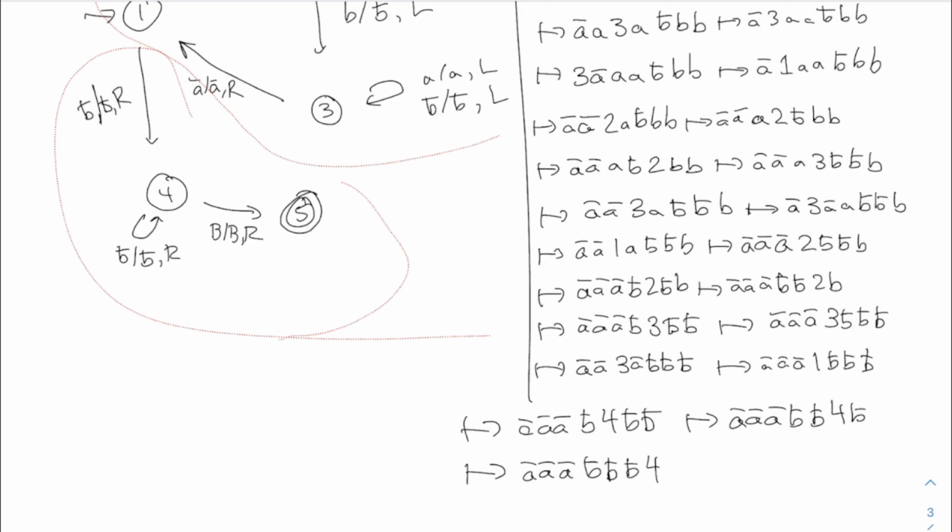And now I have 4 looking at blank, which means I go over to state 5, and this will be the last step. A bar, A bar, A bar, B bar, B bar, B bar. And I suppose I have moved to the right past 1 blank. And then I'm in state 5, so it is accepted.